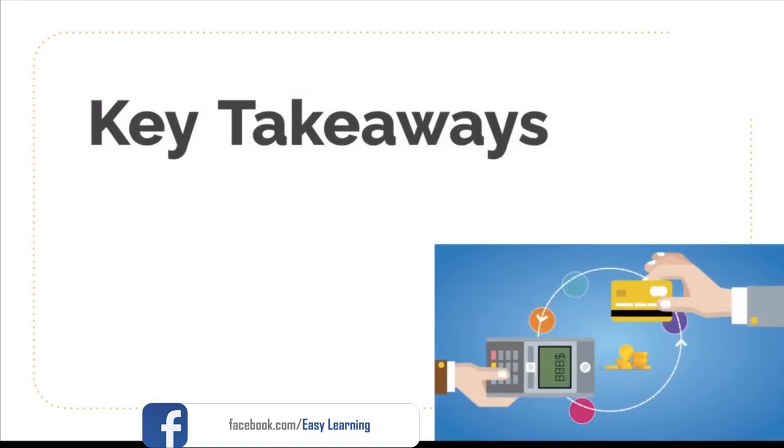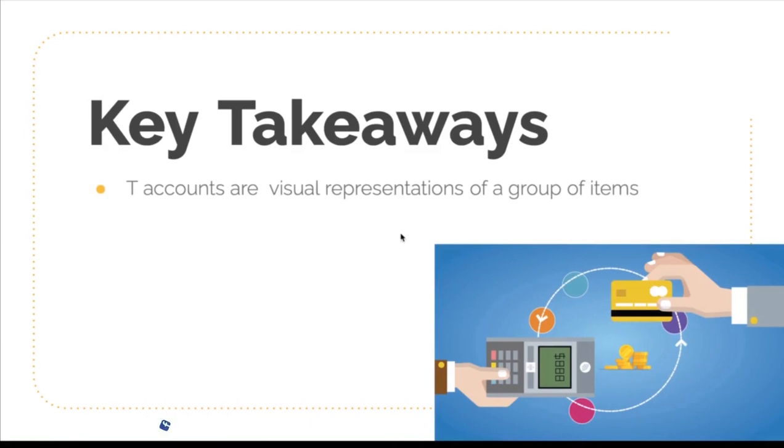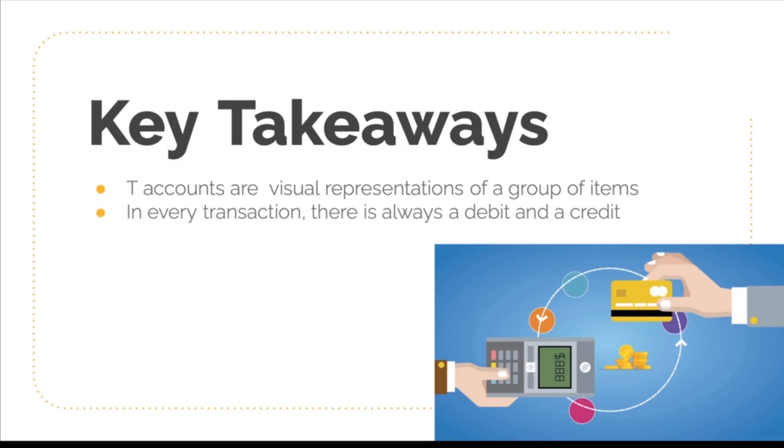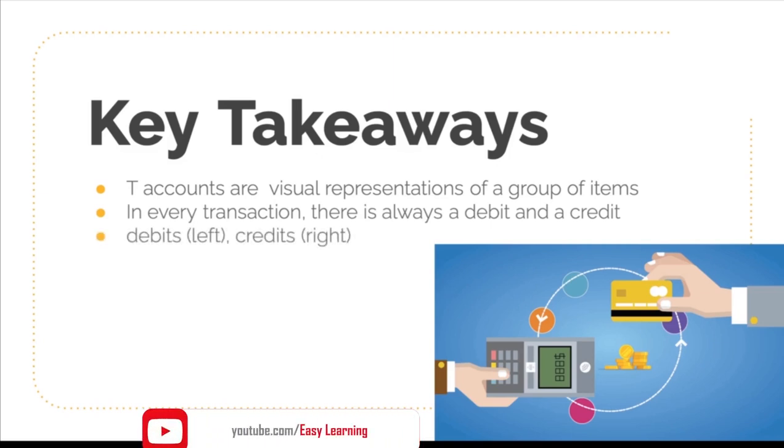Finally, let's end off the video with some key takeaways. T accounts are simply visual representations of an account, a group of items. In every single transaction, there will always be a debit and a credit. Finally, in a T account, debits will always go on the left and credits will always be on the right.